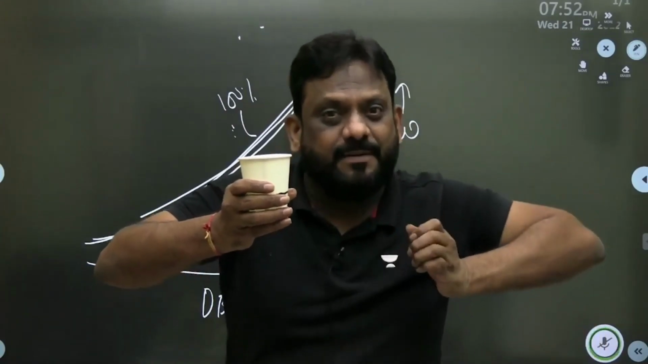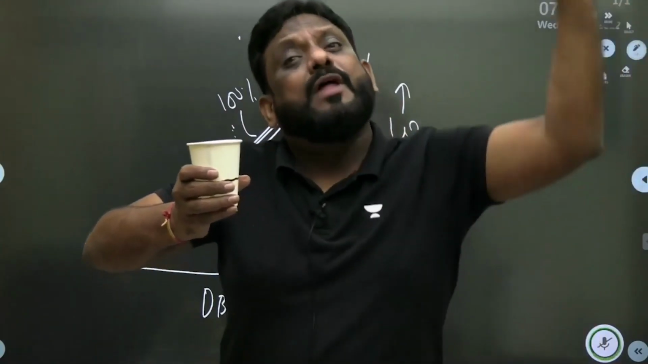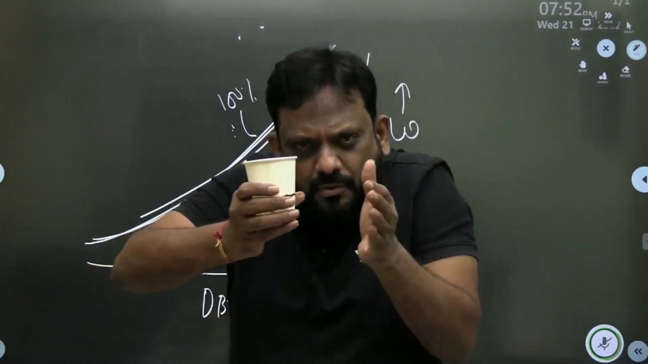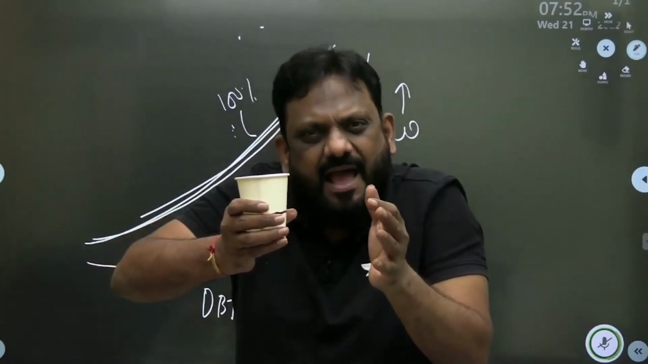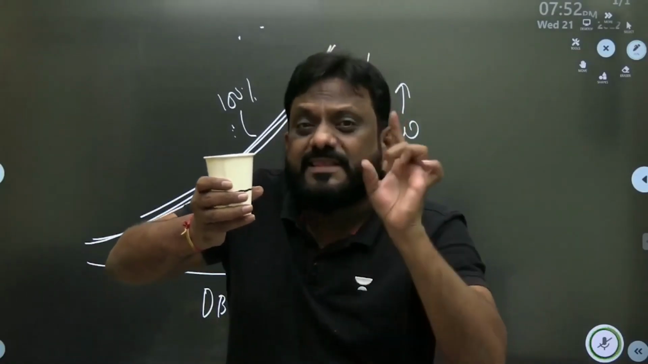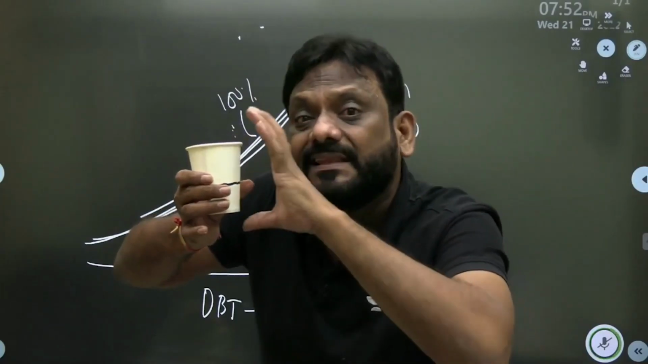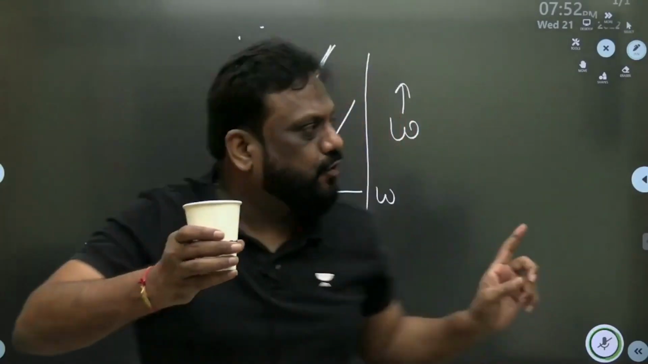Now I'll reduce the temperature. If I reduce the temperature, what will happen to the absorbing capacity? It comes closer, they come closer, space is less, and the absorbing capacity decreases. So the full glass is showing absorbing capacity at this 30 degrees centigrade, which I have shown by this point.